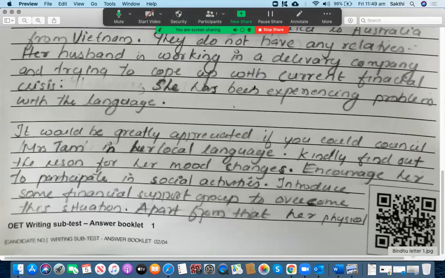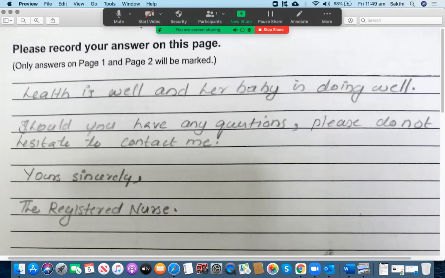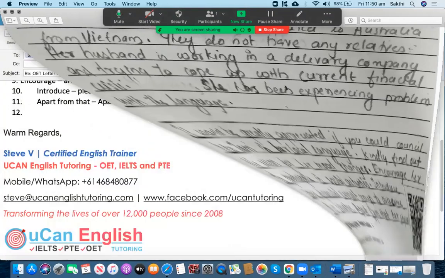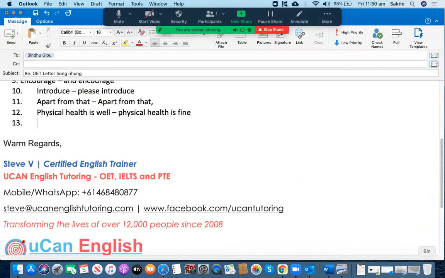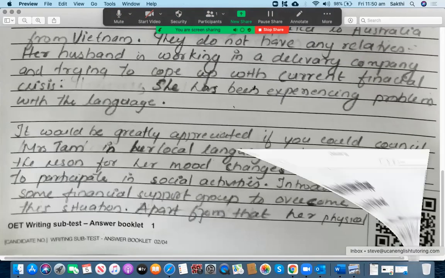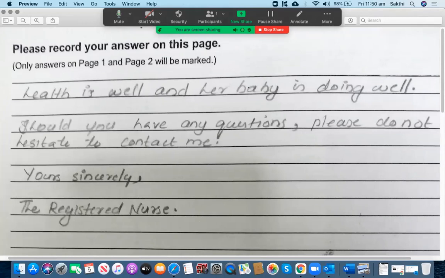Okay, apart from that, her physical health is well. Her physical health is fine. Instead of writing "physical health is well", you could have mentioned her physical health is fine. Okay. And her baby is doing well. Should you have any questions, please do not hesitate to contact me. Yours sincerely, the registered nurse. Okay. So everything else sounds good.